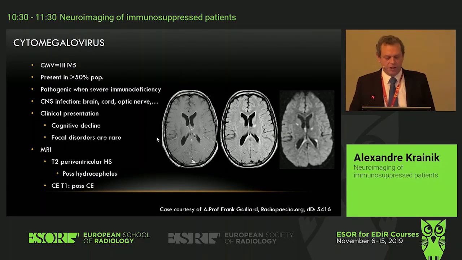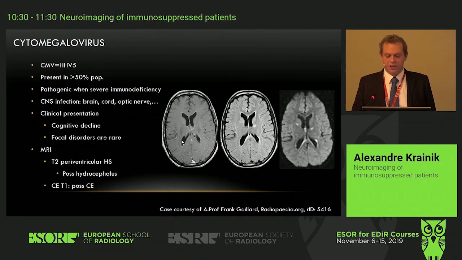The third virus we would have to deal with would be the cytomegalovirus. It's a very common virus, present in most of the population, and in healthy subjects, you don't experience any disorder. But in an immunocompromised patient, it may become pathogenic. All the CNS can be involved: the brain, the cord, and of course the optic nerve. And it's quite common that the retina is involved by the cytomegalovirus.